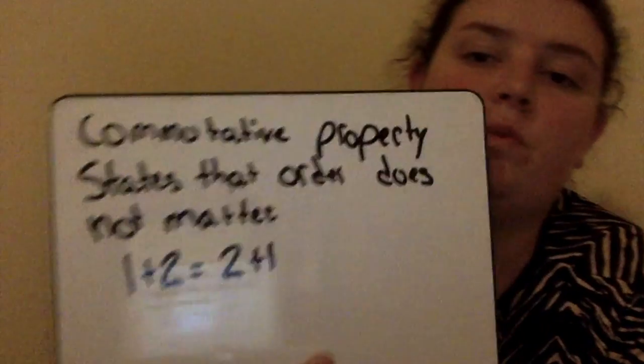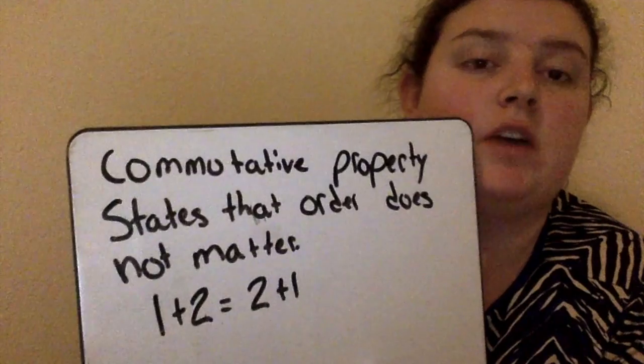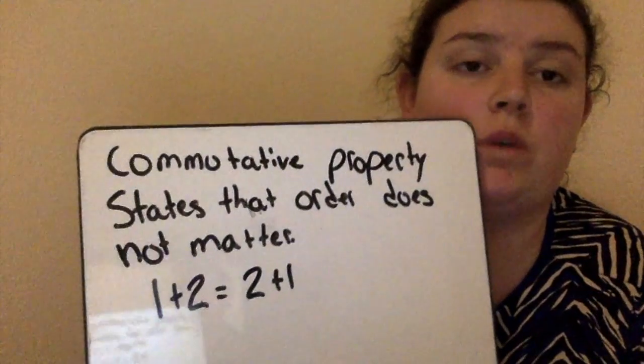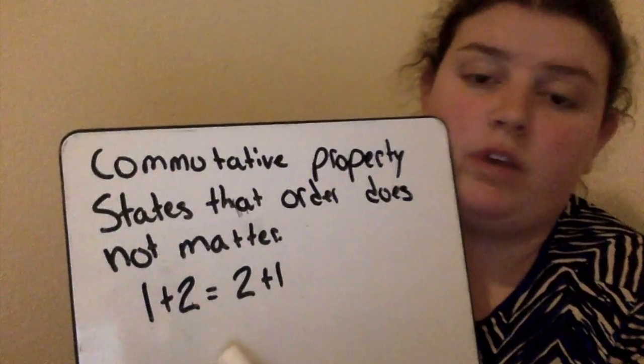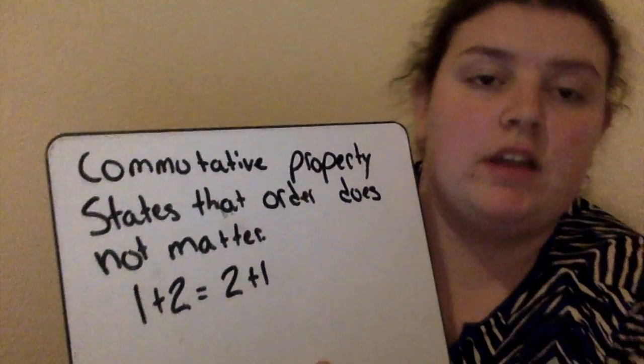Class, our next vocab word is commutative property of addition, which states that order does not matter. So 1 plus 2 equals 2 plus 1. The order of how the numbers are put in the equation does not matter.